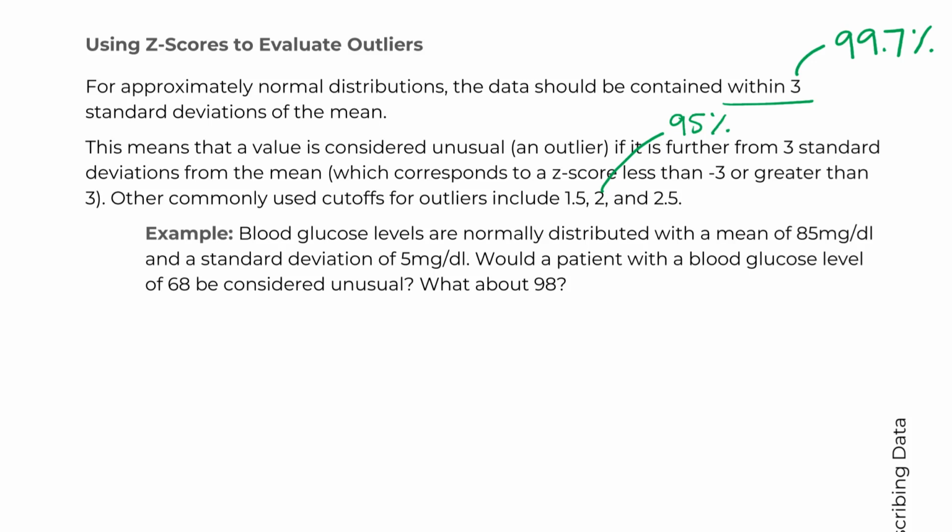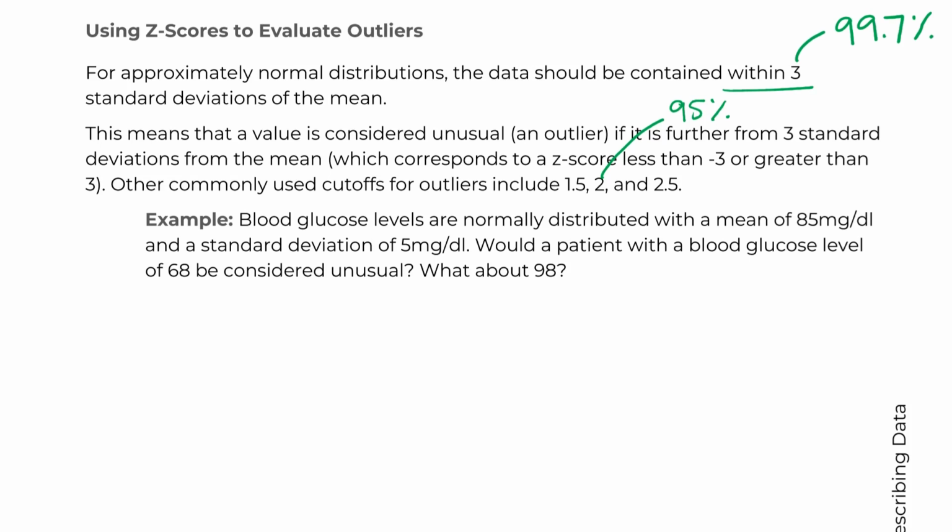So we have one example here. This is actually stolen from when I was at my job at UCSD. We had some crazy blood glucose levels that we could not say were errors, and so we tried to identify whether or not they were outliers using z-scores. So it turns out blood glucose levels are normally distributed with a mean of 85 and a standard deviation of 5. So again, if we have a mean and a standard deviation, we actually know a lot about this distribution, especially because we have that sweet keyword of normal. Would a patient with a blood glucose level of 68 be considered unusual?